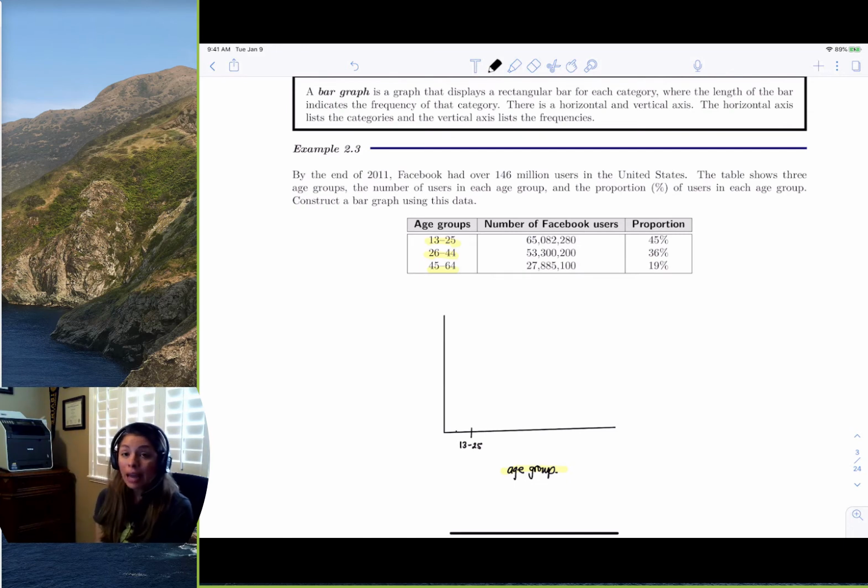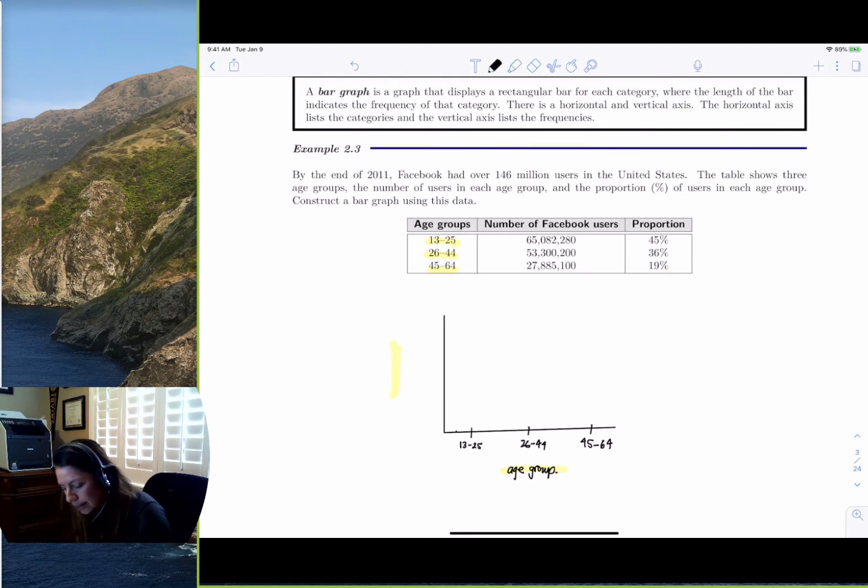And since we're using these as categories, we go ahead and make sure the bars do not touch, and we put the categories a little farther from each other than we would think. So the next one would probably be in the middle, 26 to 44, and the last one probably way over here, 45 to 64. The next step would be to label your y-axis.